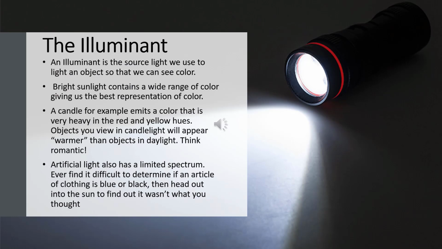We said earlier that we can see color when light bounces off an object and we perceive it with our eye. The light that illuminates the object that we want to see is called the illuminant. The illuminant can change. Bright sunlight contains a wide range of bright colors. It gives us the widest range of colors that we can see. A candle, for example, emits light that's very heavy in the red and yellow hues. And if you look at objects that are illuminated with that color, the objects appear warm. They have a yellow kind of reddish glow.